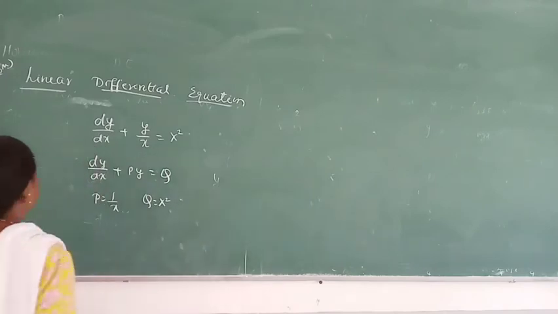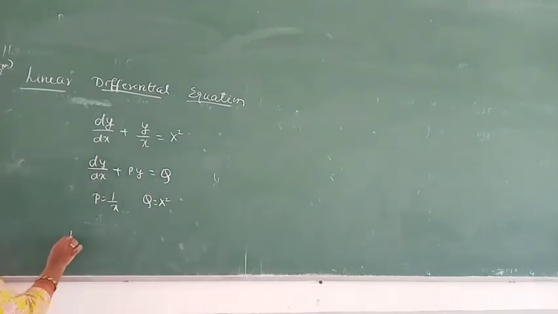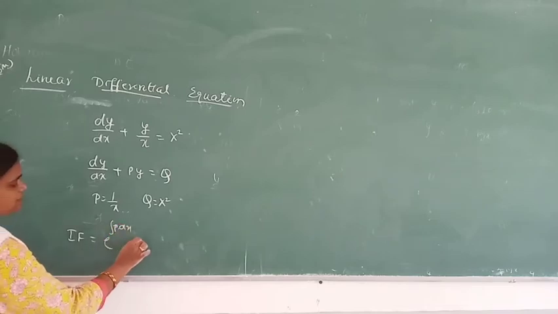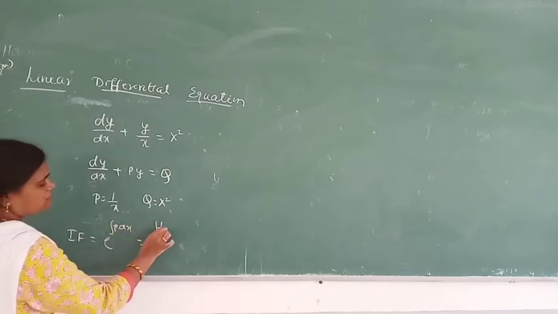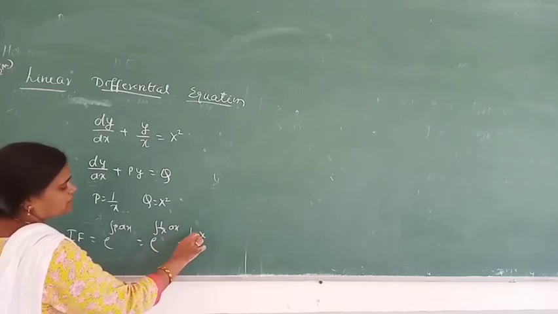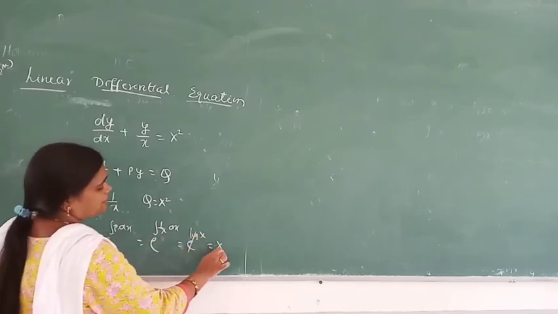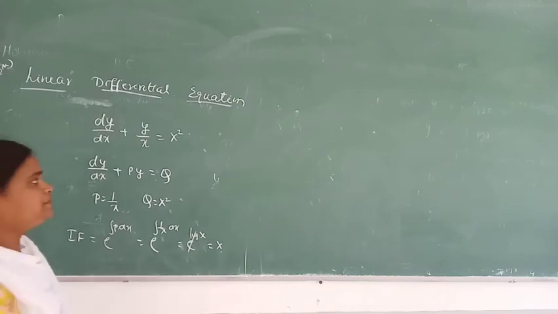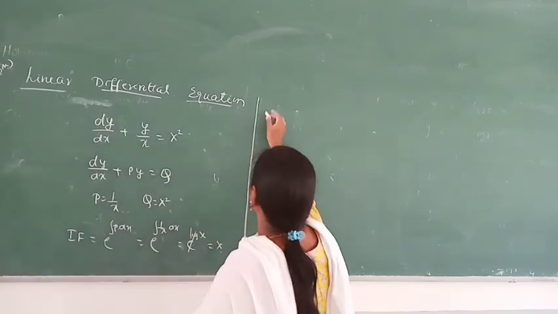After knowing this, we can calculate the integrating factor. The integrating factor is e to the power ∫P dx, e to the power ∫1/x dx. ∫1/x dx is log x. e and log cancel, we get x. This is the integrating factor.